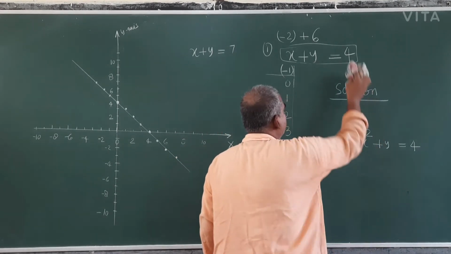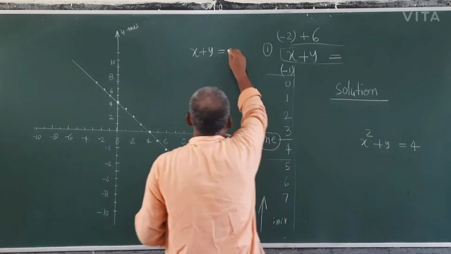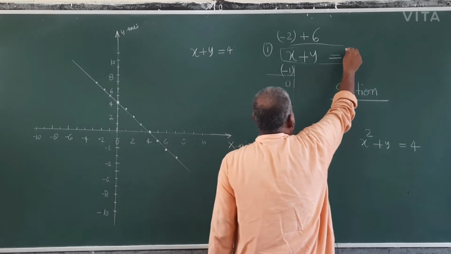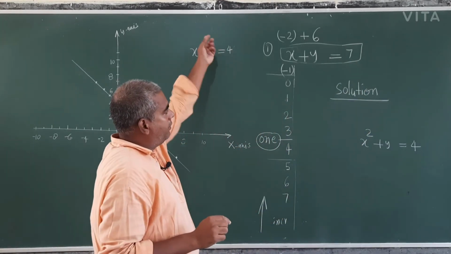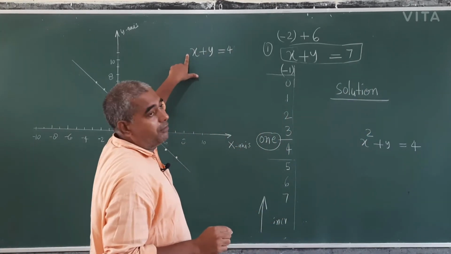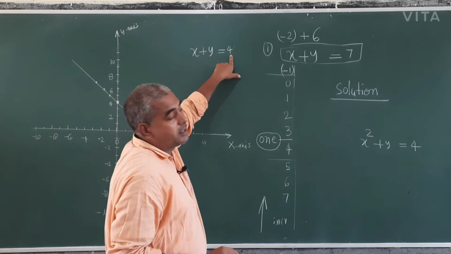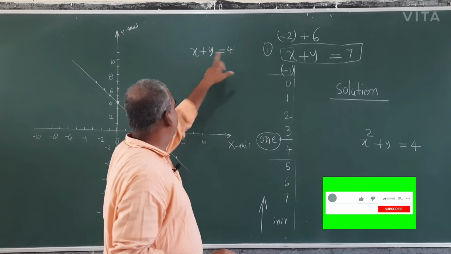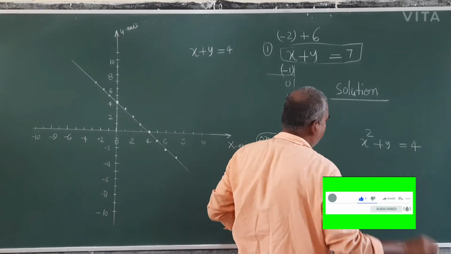Suppose I change this question. I have made x plus y is equal to 4, and this is x plus y is equal to 7. One thing what I have done, we are not changing the coefficient of x and coefficient of y, only we are changing the constant. Earlier it was 4 and now it is 7. Okay.